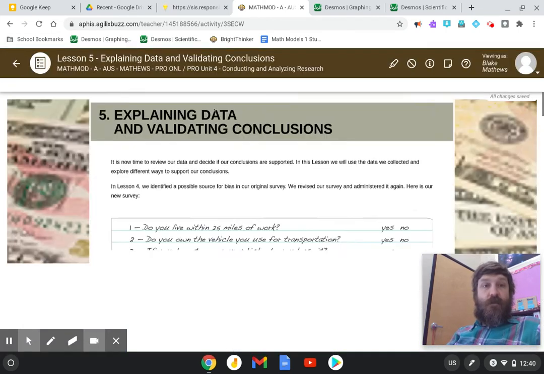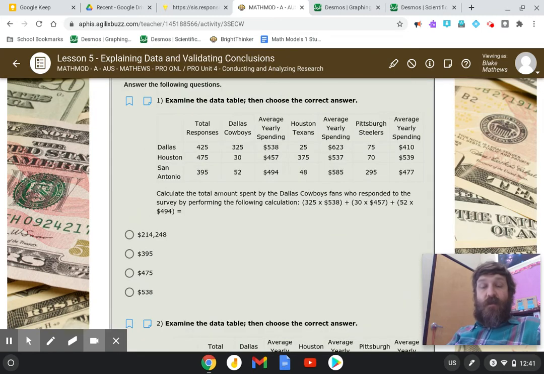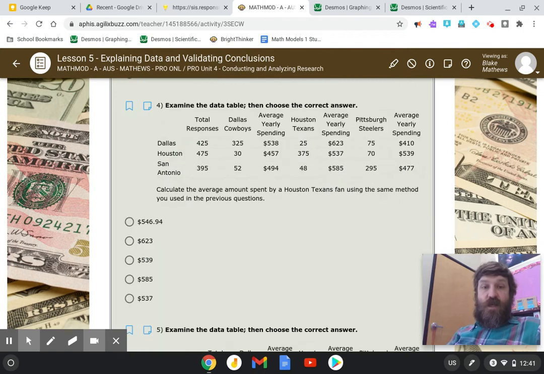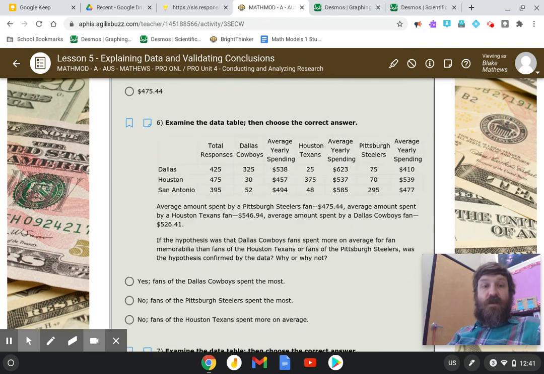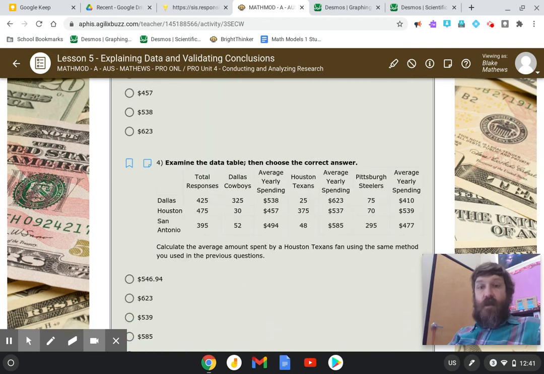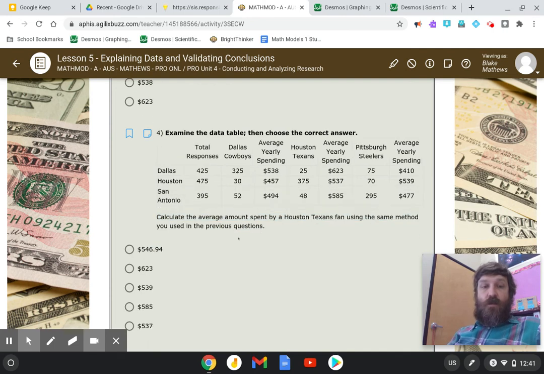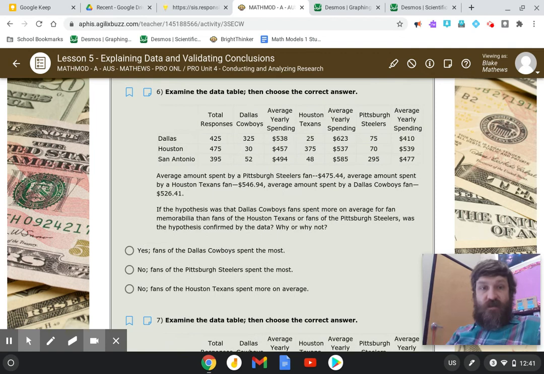In lesson 5, it's about looking at the data table and calculating things. You did some stuff like this in the previous lesson. They're actually spelling it out for you here in number 2. They actually tell you the steps that need to be taken to calculate it until it gets to number 4, and then they have you do it itself. So use the examples and the how-to information here to answer questions 4, 5, and then in 6.